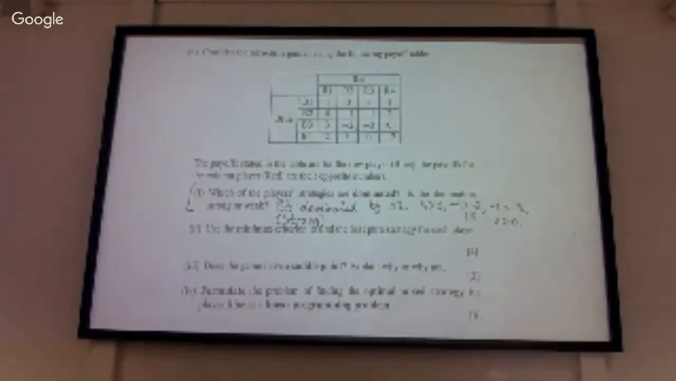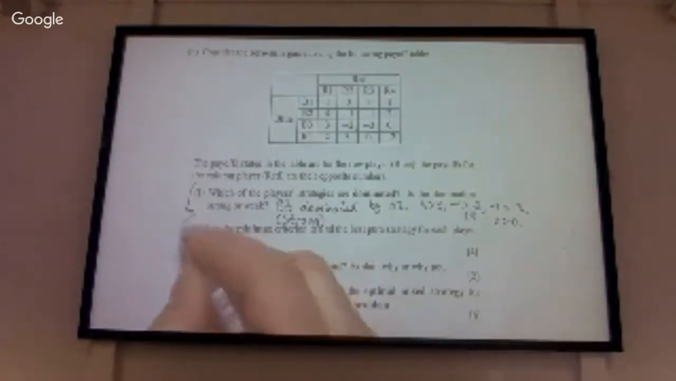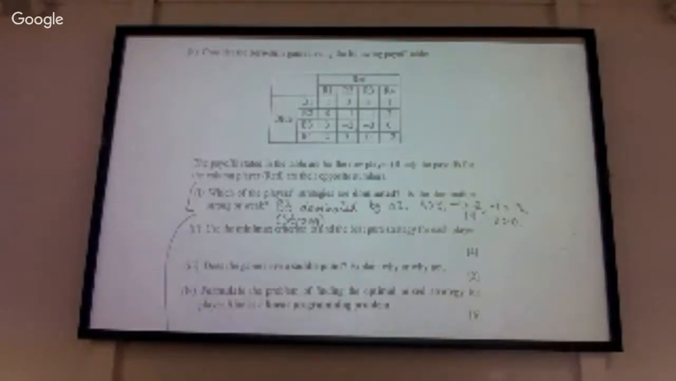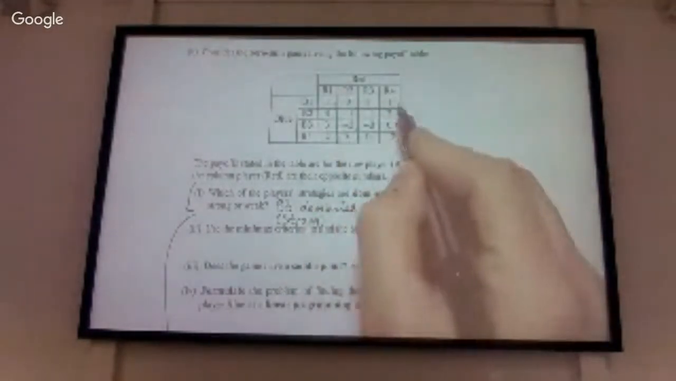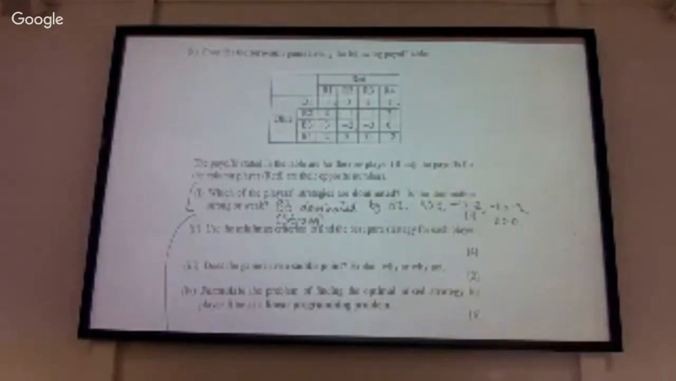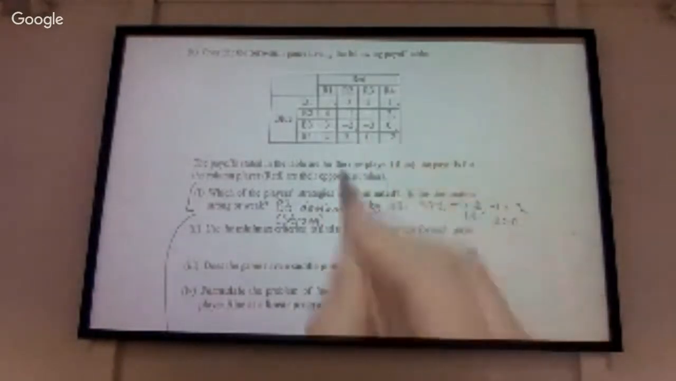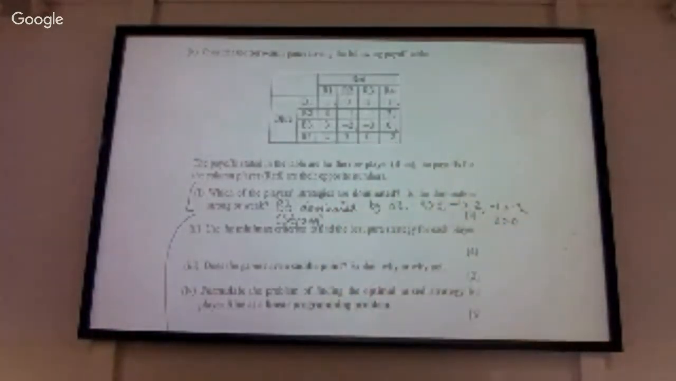Yes? Is R1 weakly dominated by R4? Is R1, right here, weakly dominated by which one's the same, by R4? I think it is. It's because 1 is greater than or equal to 1, 4 is greater than 2, 3 is greater than 0, and 2 is greater than minus 2.